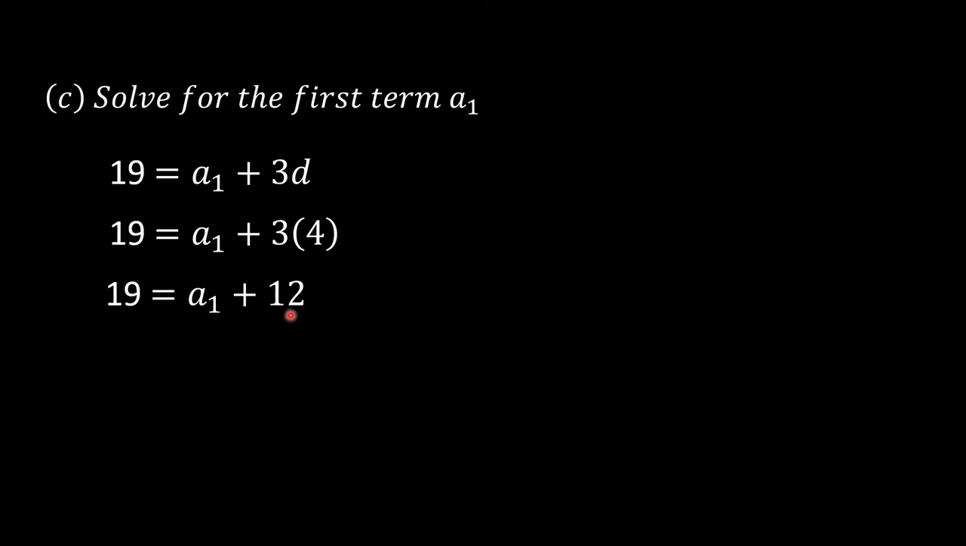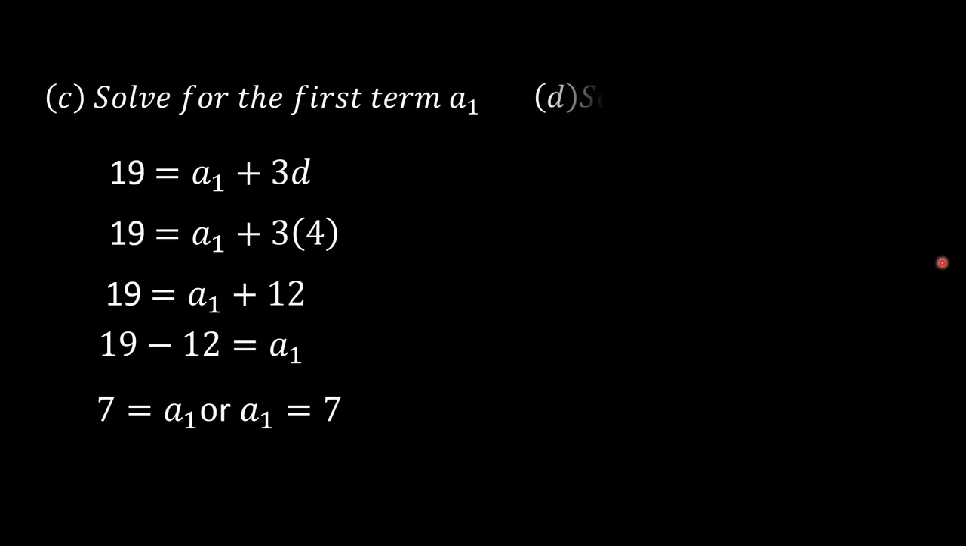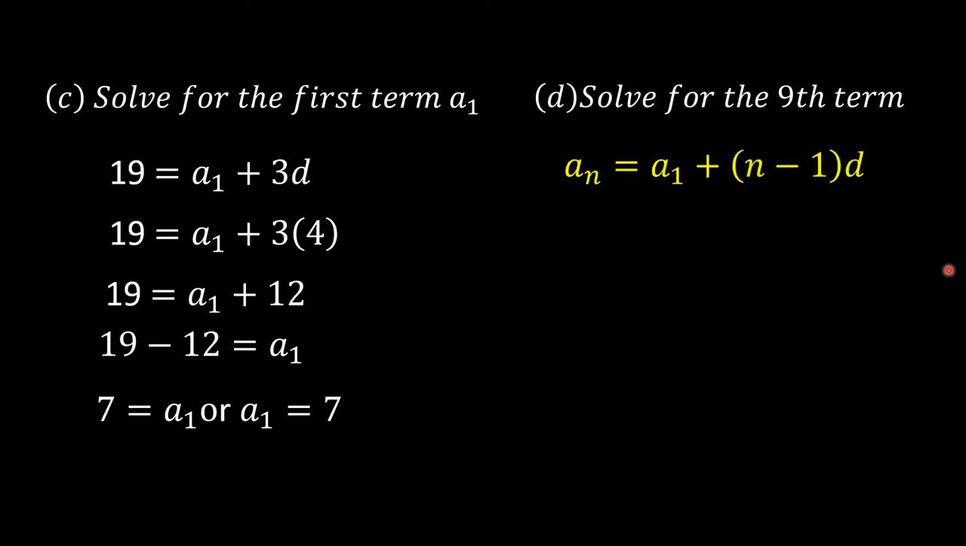Transpose the 12 to the left side and change the sign. 19 minus 12 is a sub 1. And 19 minus 12 is 7. So 7 is a sub 1, or a sub 1 is 7. We can now solve for the ninth term. The formula for arithmetic sequence is a sub n is equal to a sub 1 plus the quantity n minus 1 times d.